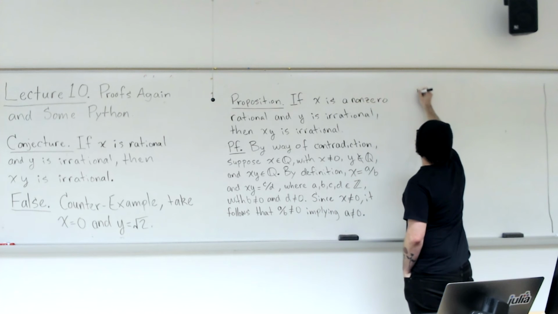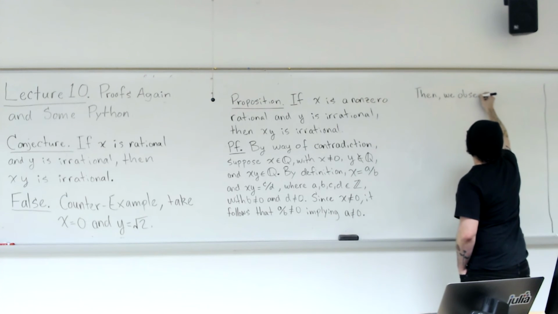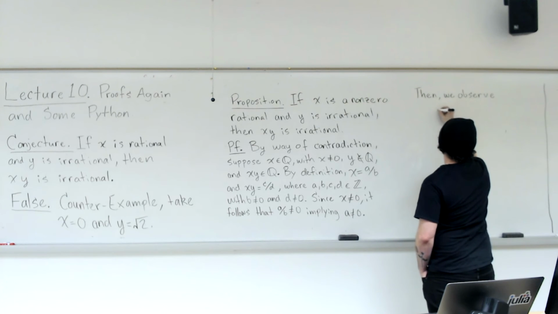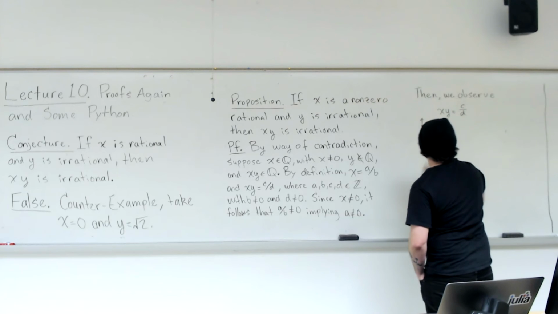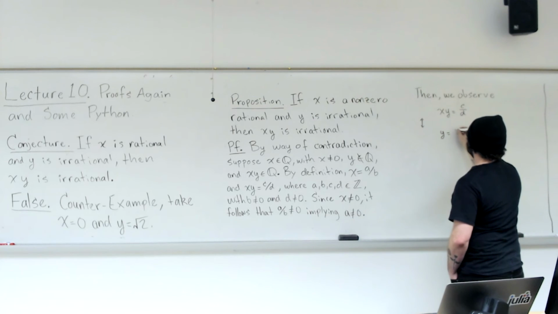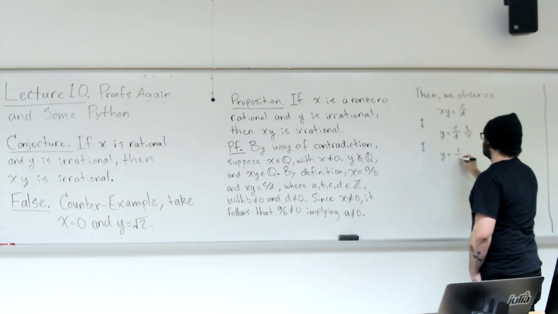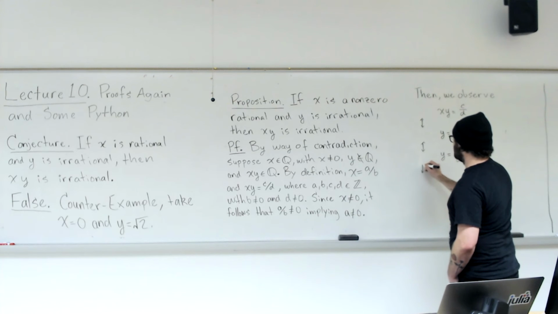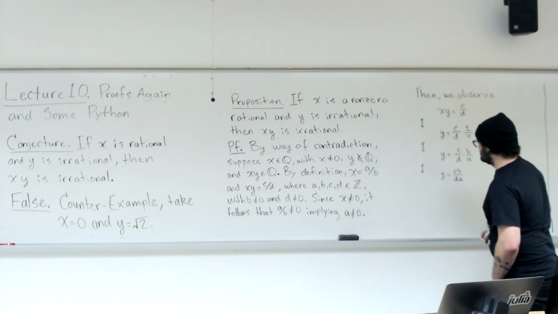Okay, so then we observe that X times Y is equal to C over D, which is equivalent to saying that Y is equal to C over D times 1 over X, which is equivalent to saying that Y is equal to C over D times B over A, which is equivalent to saying Y is equal to CB over DA.